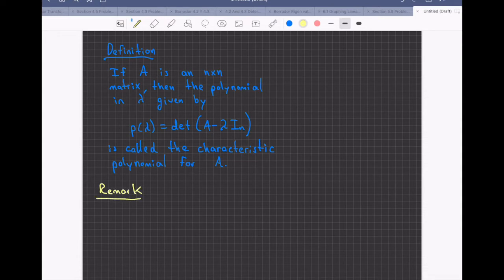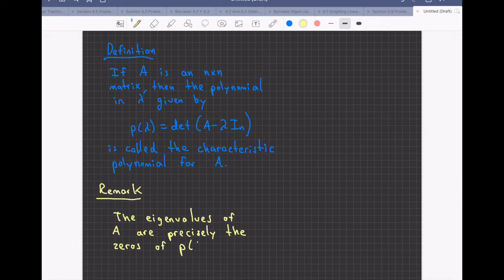Remark. The eigenvalues of A are precisely the zeros of the characteristic polynomial. This is the solutions of p of lambda equal to 0.